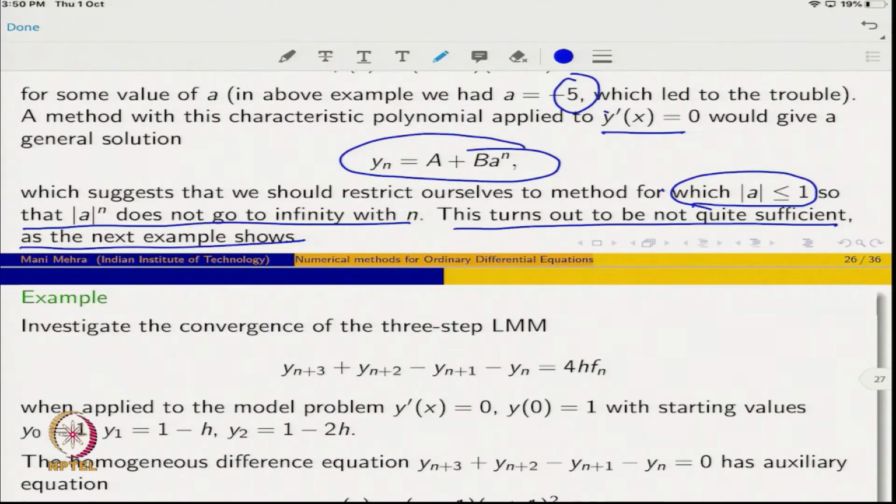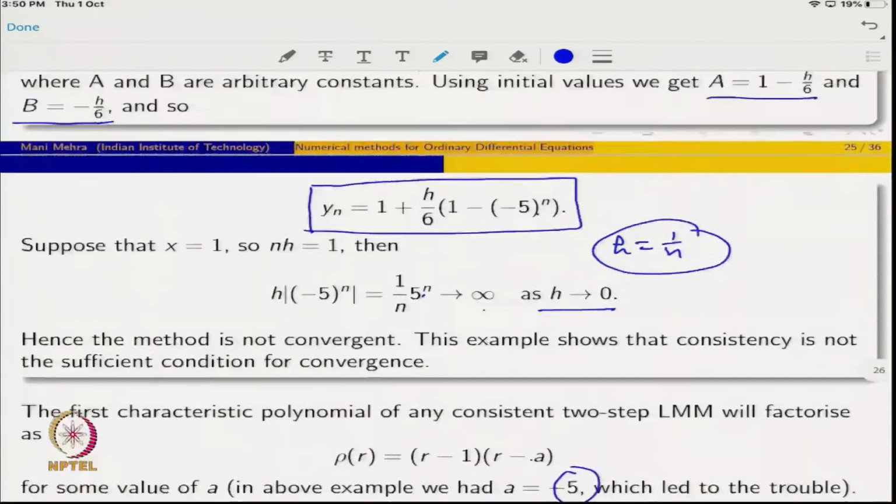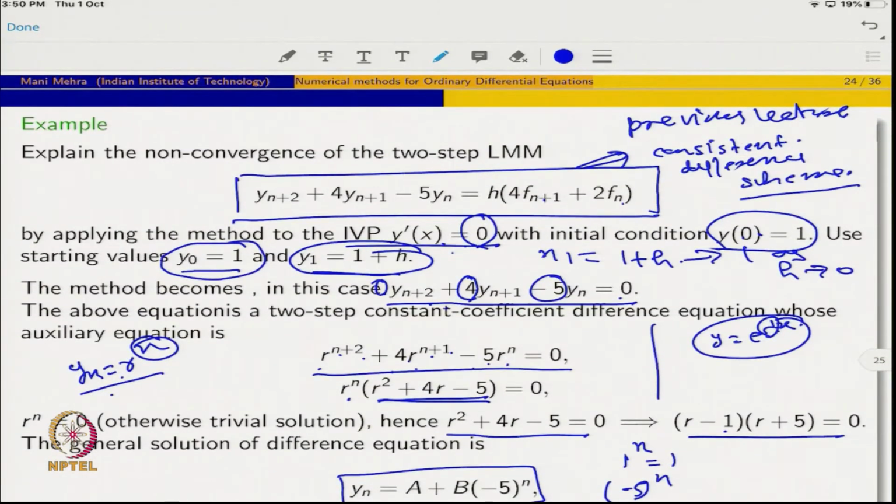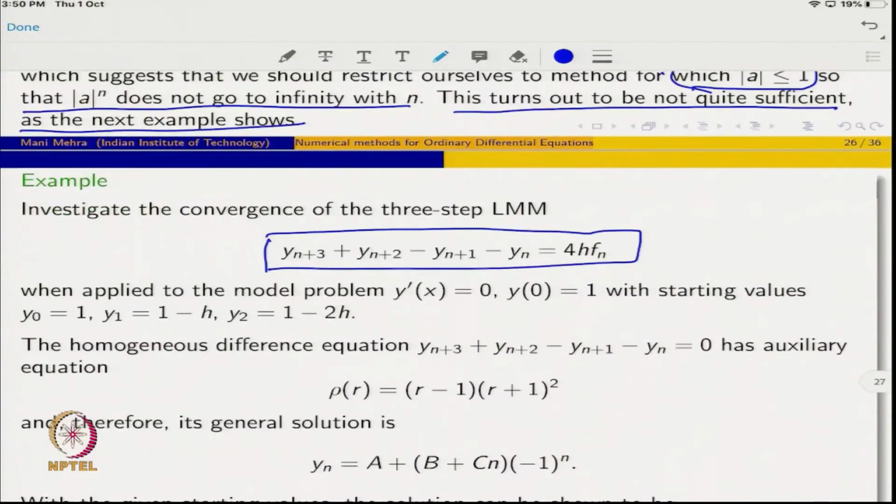Now let us see the next example, which is this. If I look at this example, this is an example of a 2-step method, because of n, n plus 1, n plus 2, and this is the example of a 3-step method. This is the first time we are looking at any form of a 3-step method. Of course, the initial value problem remains the same on which I want to apply my numerical method.